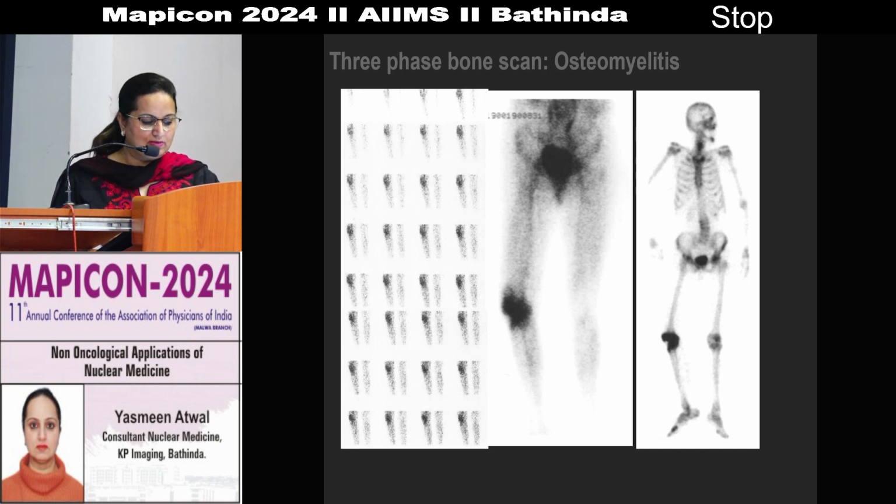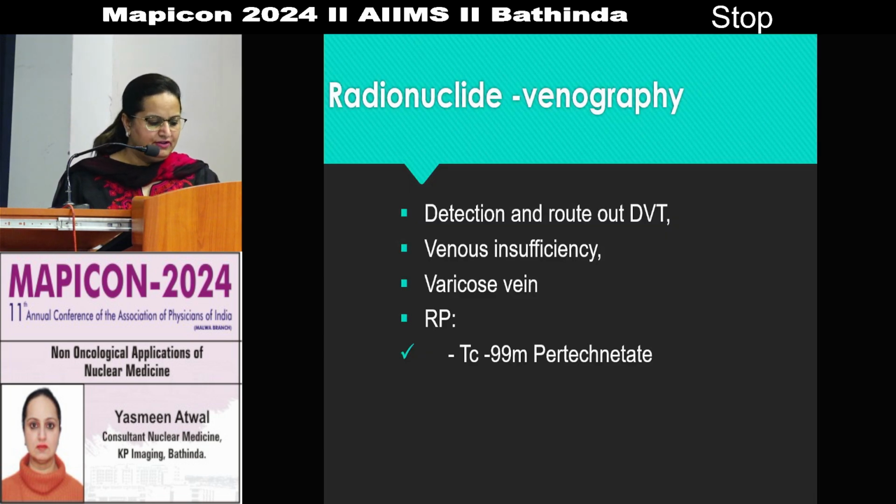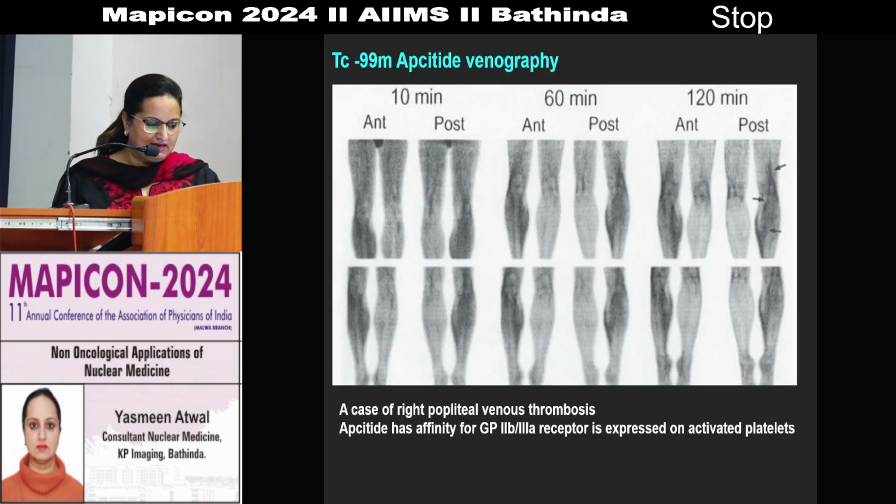This is in the osteomyelitis. On left side, you see the 3 phases done. Perfusion phase, second is the blood pool phase, and third is the delayed uptake. Venography, not done now, but still I included the slides.